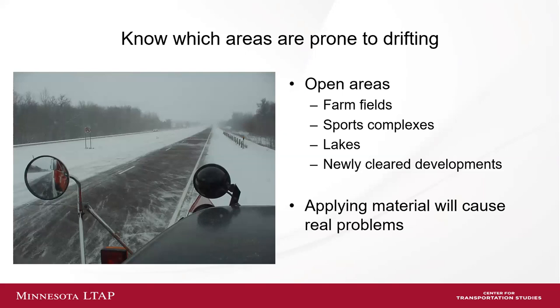Also, in our preparations, we should look for areas that are prone to drifting. So open areas, you might have farm fields in a rural area. In an urban area, you might have sports complexes. Lakes tend to be wide open and they can cause drifting. And also newly cleared developments. Has the land been totally cleared and they're going to put in a new housing development? That could be an area that's prone to drifting. And in those areas, make sure that workers, especially new workers, understand that applying material can really cause problems.